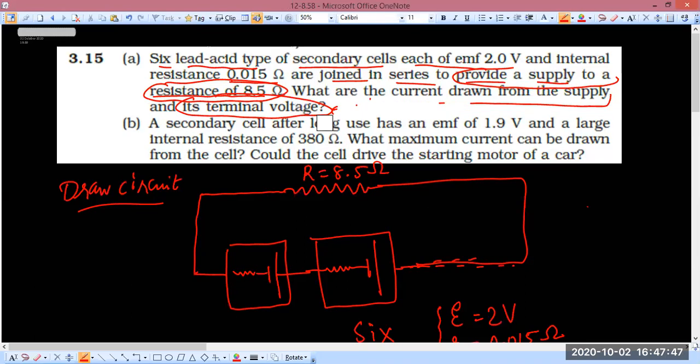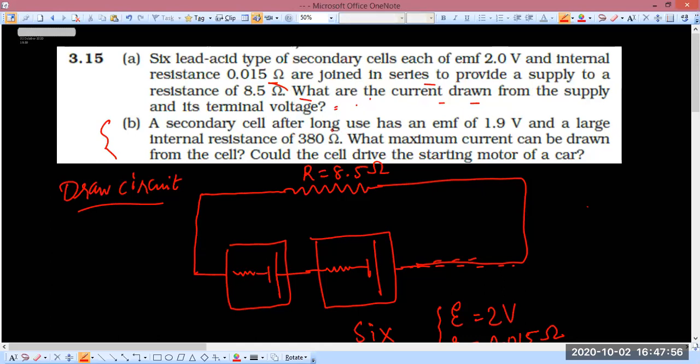A secondary cell. Now this is a concept question, watch out. A secondary cell after long use, meaning it has been used a lot, right? So now it's a little bit old. Now it has EMF of only 1.9 volt, not 2 volt. Why? The chemical reactions inside it no longer happen as before, right? Okay, so it has EMF of 1.9 volt and a large internal resistance 380 ohm. So what maximum current can be drawn from the cell?